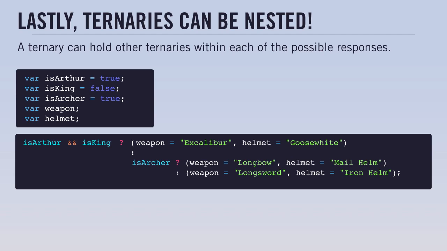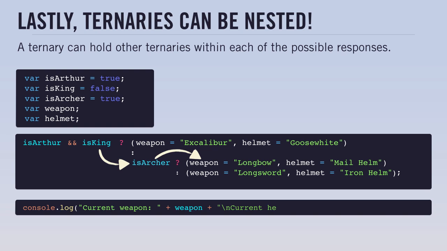Taking a look at our existing Boolean variables, we've got "isArthur" is true, so apparently it's a guy named Arthur, but he's not the king, because that's false. He is, however, an archer, so he is Arthur the Archer. Yeah, cool. Anyway, since we've got Arthur the Archer, we're going to go ahead and log out what his weapon and his helmet is, and you can see that what happens is, since "is king" is false, we're going to go ahead and check the second nested ternary conditional. We find that the "isArcher" variable is actually true, and so we assign longbow as the weapon, mail helm as the helmet. And if we were to log out his current weapon and his current helmet, we get longbow and mail helm for Arthur the Archer.